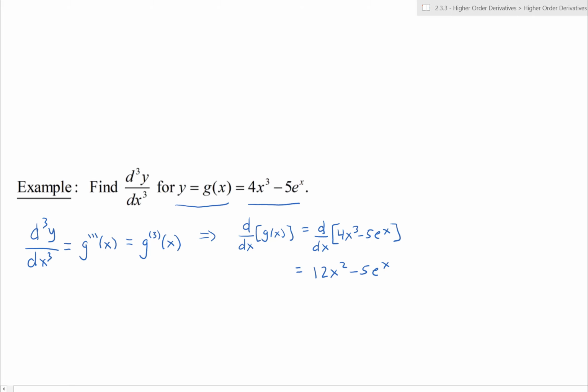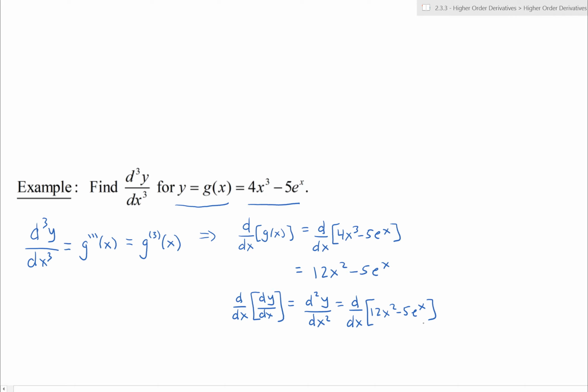But I'm not done. I gotta find a third derivative, so I better differentiate again. What is the derivative with respect to x of the derivative of y with respect to x? Remember, this is the same as writing d squared y over dx squared, the second derivative of y with respect to x. And that's just the same thing as differentiating the function with respect to x, the derivative that we just found, right? So differentiate 12x squared minus 5e to the x to obtain our second derivative.